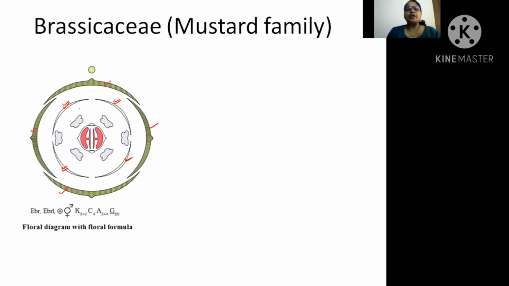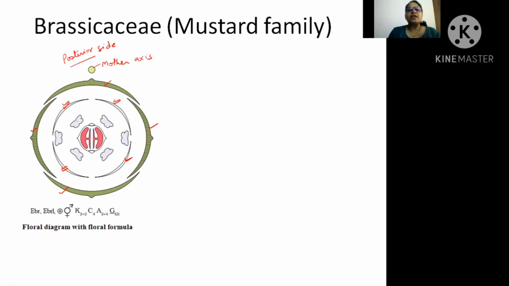This type of corolla is known as cruciform corolla, and that is why the Brassicaceae family is also known as cruciferae family. Now this dot indicates the mother axis, and the mother axis is present on the posterior side. So this is the posterior side of the family Brassicaceae diagram.